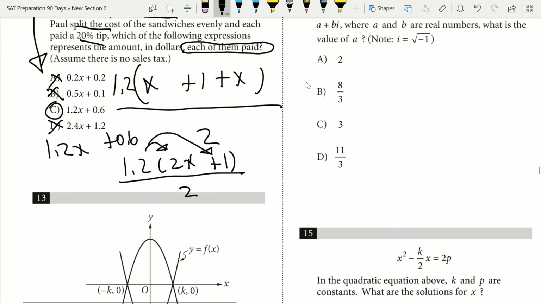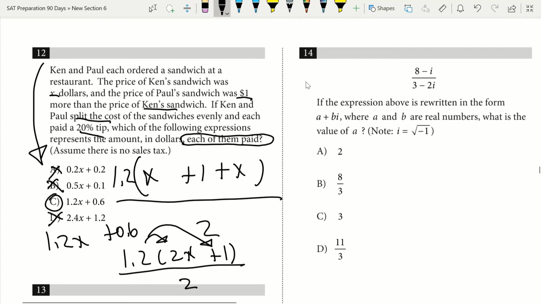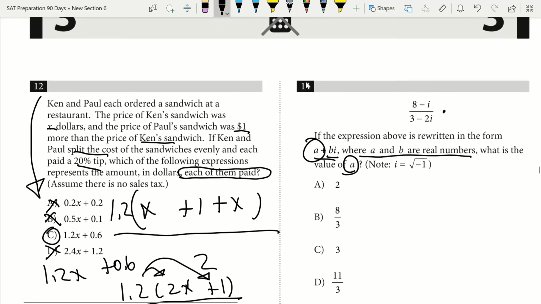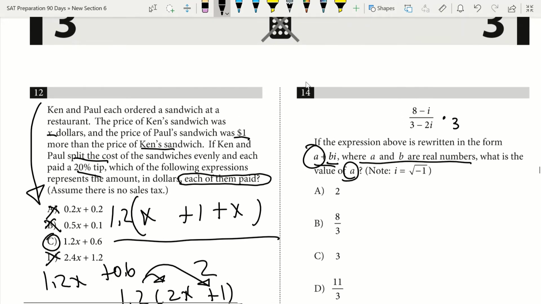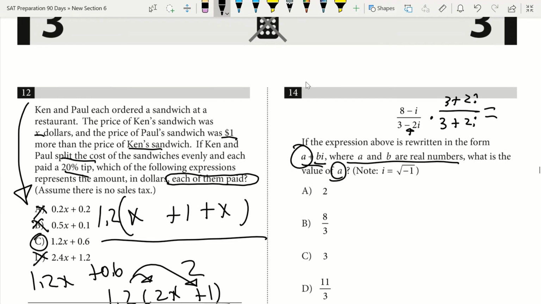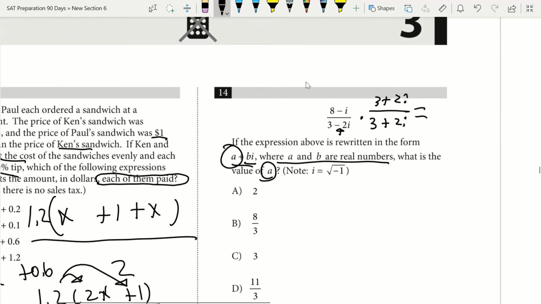All right, we've got question 14. If the expression above is rewritten in the form a plus bi, where a and b are real numbers, what's the value of a? Okay, so we only need this first term. We don't have to worry about that term. All right, so once again, I talked about this, I believe, yesterday. We talked about multiplying by the conjugate. So that conjugate's going to be 3 plus 2i, because we flip the sign here. So let's solve for our denominator first, and that's what I recommend doing with these types of questions with the complex conjugate: solving for your denominator first.